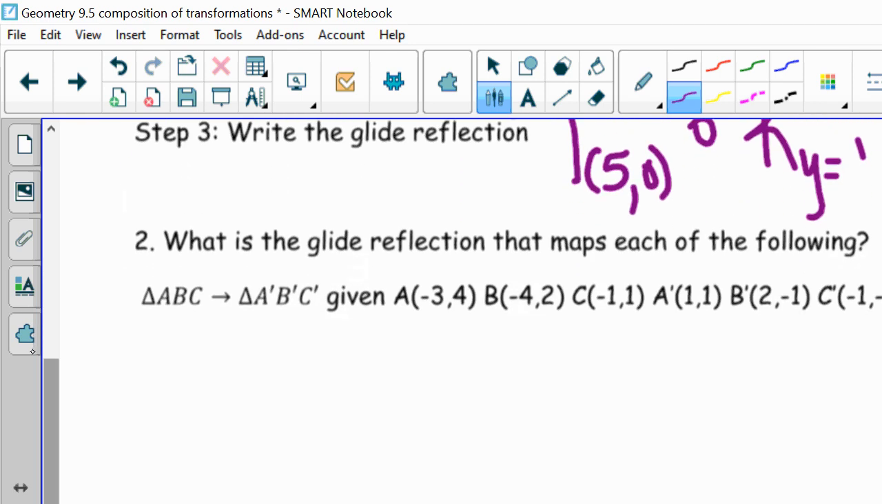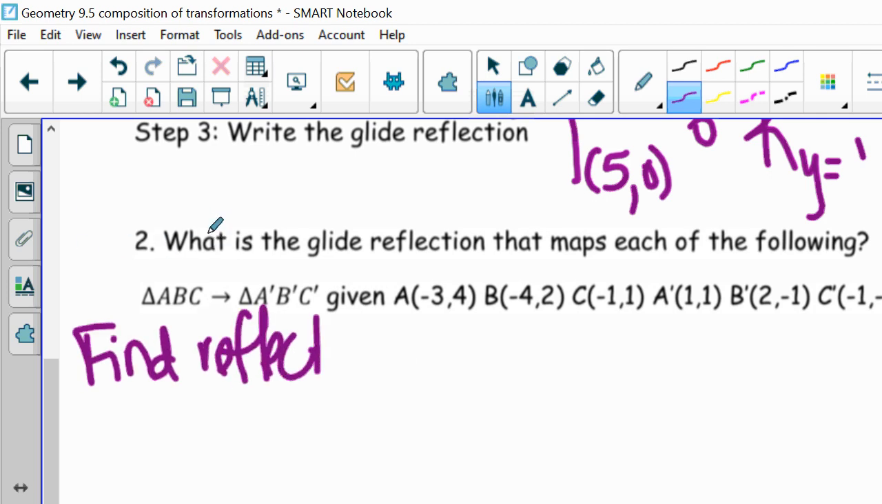All right, so let's try that again. This time, what is the glide reflection that maps each of the following? Again, I can go ahead and graph these if I want. It doesn't matter, but I'm always going to find my reflection first. So if I graph these, A is at -3, 4. So there's my point A. B is at -4, 2. And C is at -1, 1. So here's my first triangle.